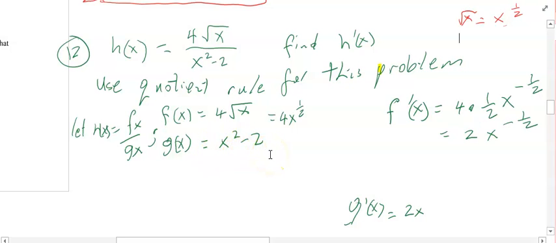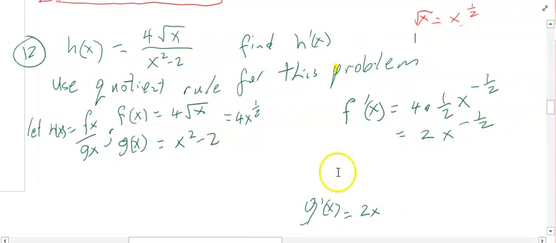Then we need to find f prime and g prime and then plug these into our quotient rule. So f prime of x will be equal to our constant times the power, so we pull our constant out, so that's 4, times our power. We bring the 1/2 over. So that's times 1/2. And then in the exponent, what's going to be left is 1/2 minus 1. So that gives us negative 1/2. 4 times 1/2, that is 2x raised to the negative 1/2. That is our derivative f prime of x.